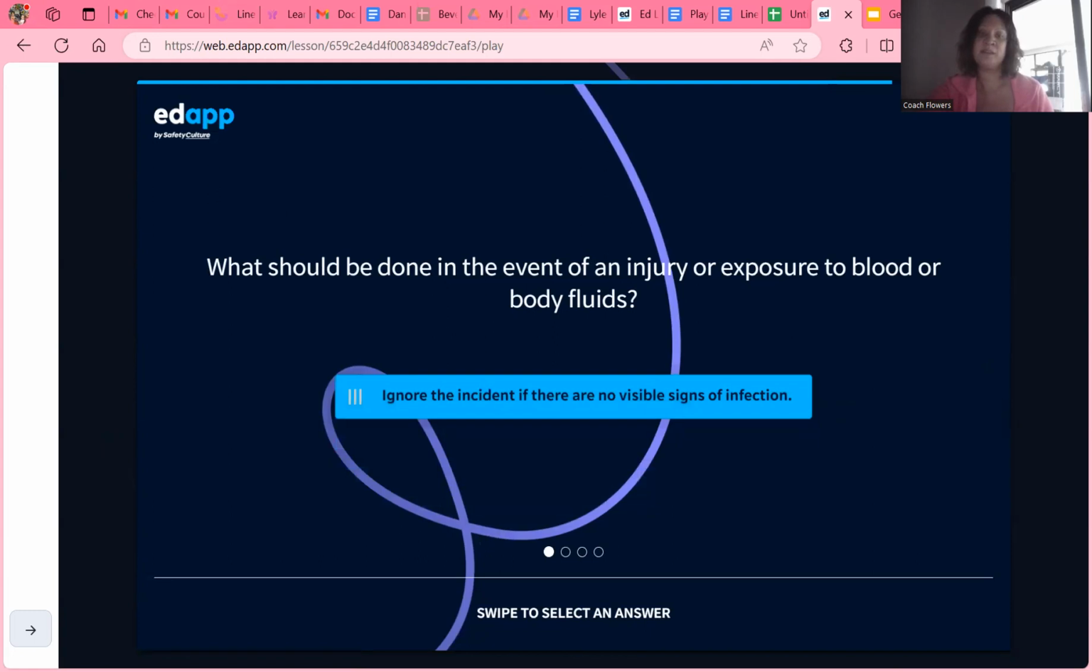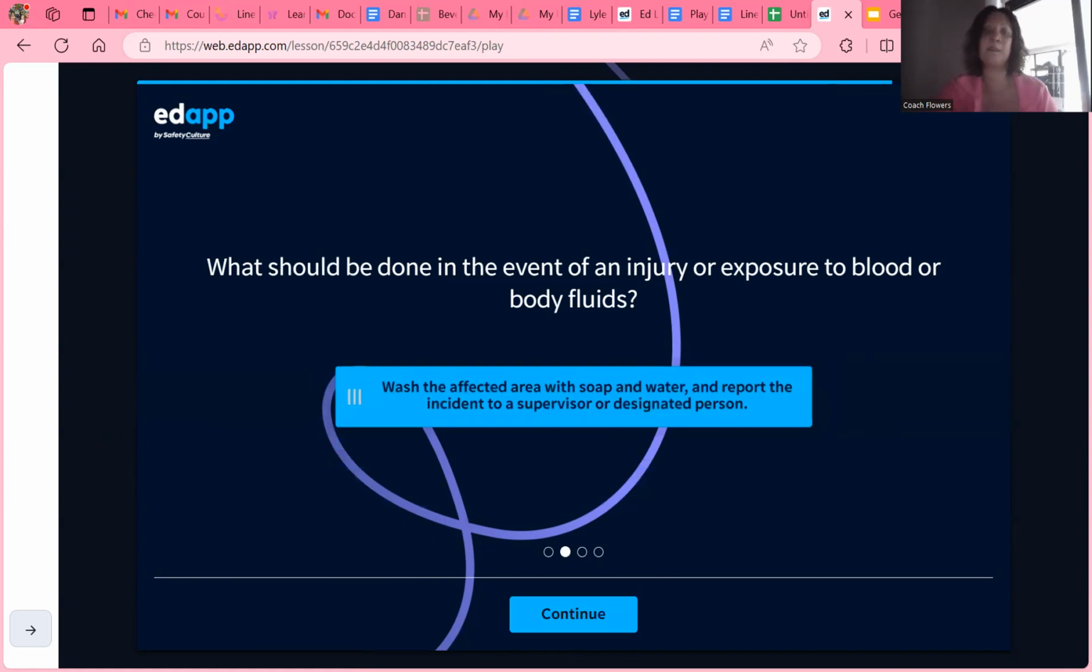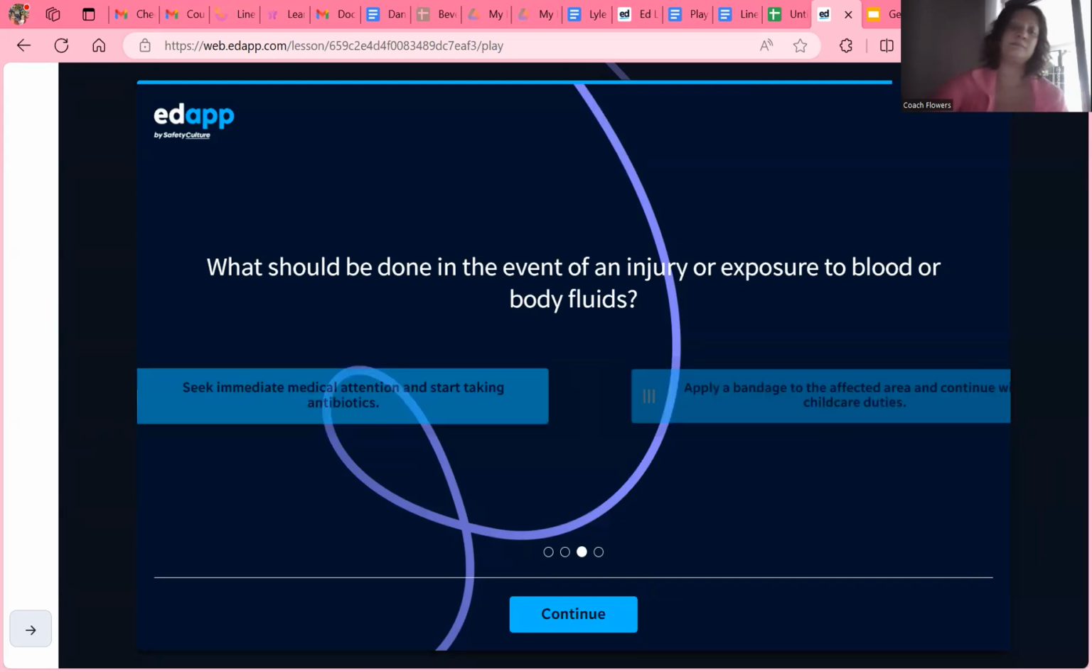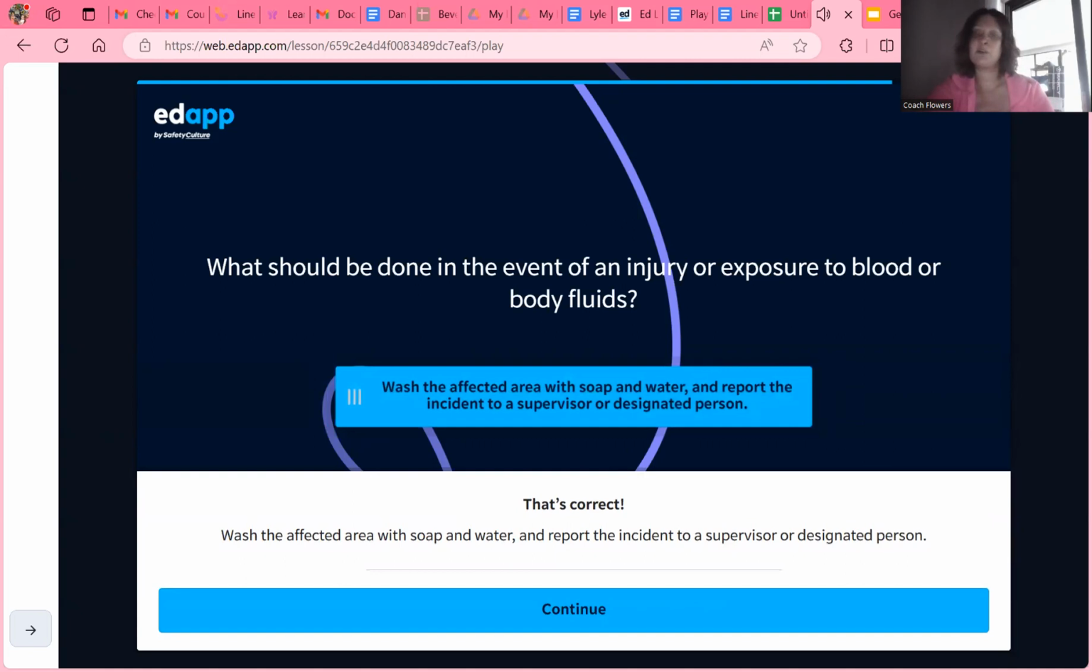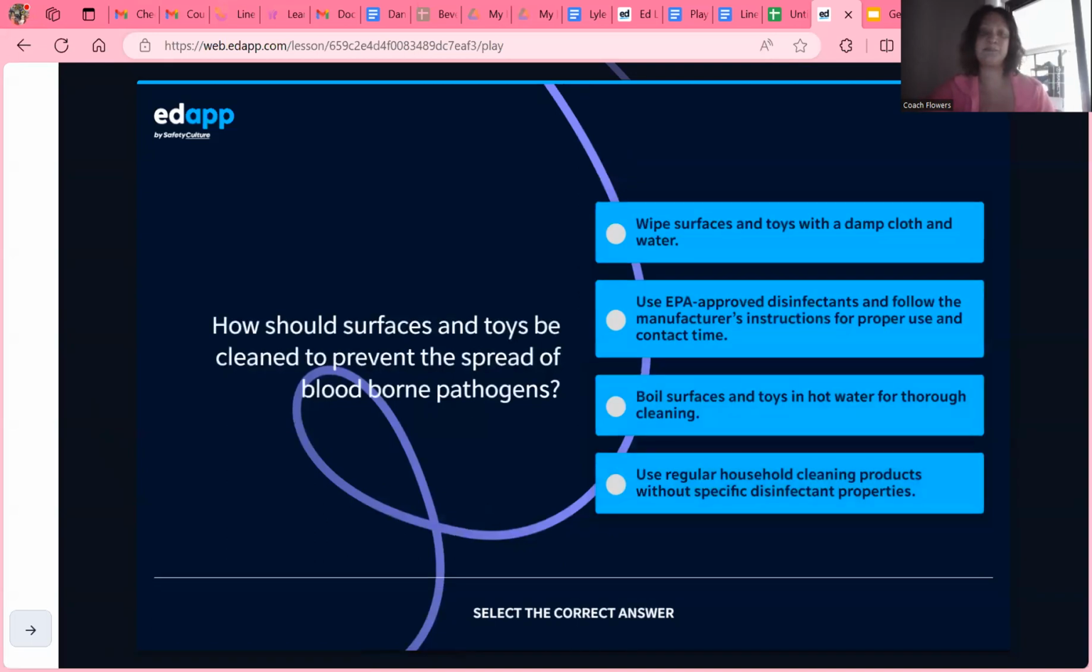What should be done in the event of an injury or exposure to blood or bodily fluids? A, ignore the incident if there are no visible signs of infection. B, wash the affected area with soap and water and report the incident to a supervisor or designated person. C, seek immediate medical attention and start taking antibiotics. Or D, apply a bandage to the affected area and continue with childcare duties. If you said B, wash the affected area with soap and water and report the incident to a supervisor or designated person, that is correct.